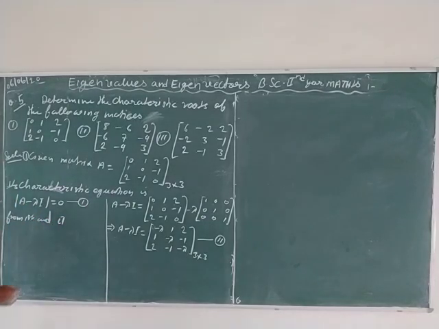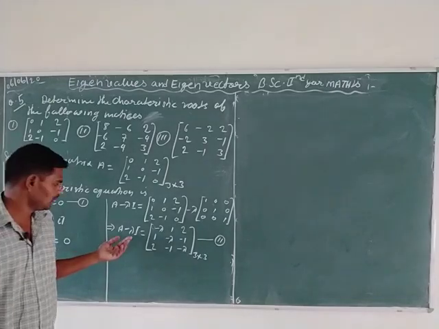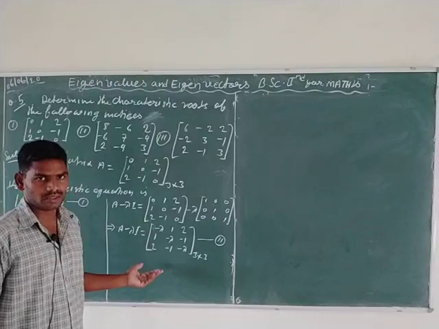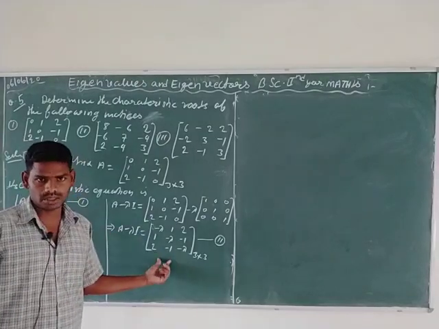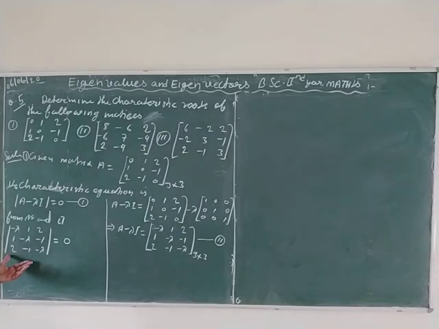So from first and second, A minus lambda means the determinant of minus lambda 1 2; 1 minus lambda minus 1; 2 minus 1 minus lambda is equal to 0. Putting the value of A minus lambda I, we write the determinant of this 3 by 3 matrix. This is the determinant of the A minus lambda I matrix, represented by equation second, and it is equal to 0.